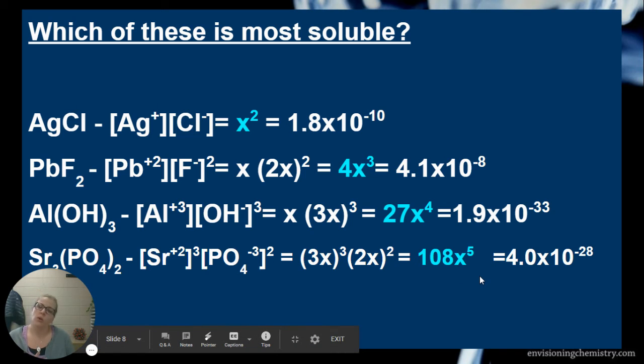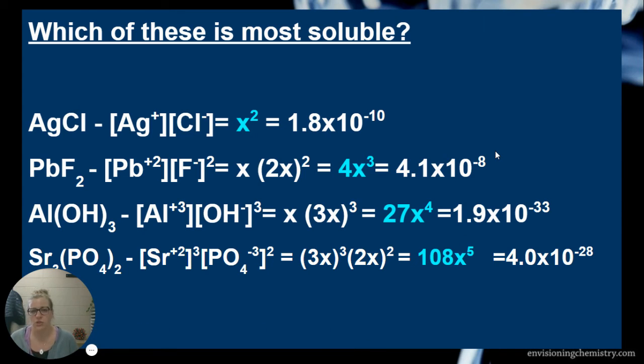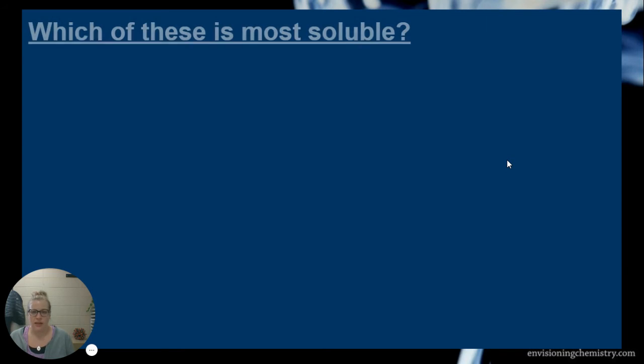When I put that into my equilibrium expression, I get 3x cubed times 2x squared, which gives me 108x to the 5th. So in the previous video where I told you these are things that show up time and time again, it's because you can only break into so many different ionic ratios: 2 ions, 3 ions, 4, and 5. And so you pretty much see all of these most of the time here. So you'll see x squared, 4x cubed, 27x to the 4th, and 108x to the 5th.